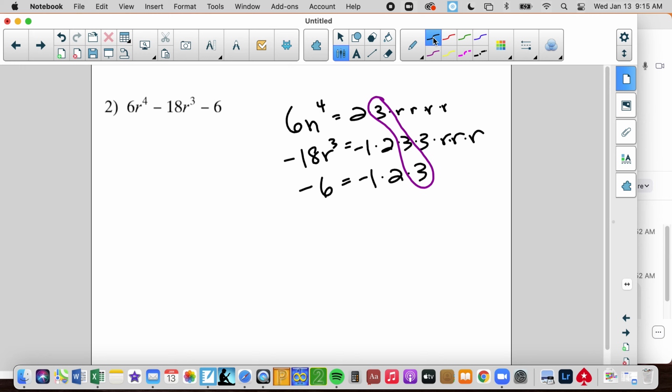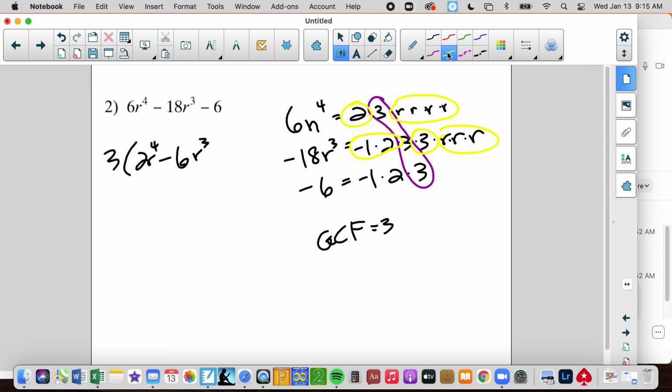So my GCF is going to be positive 3. That goes on the outside of the parentheses. And I'm left with 2r to the fourth, negative 6r to the third, and negative 2. Good.